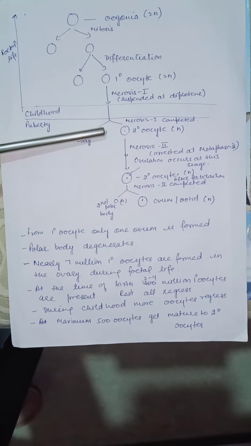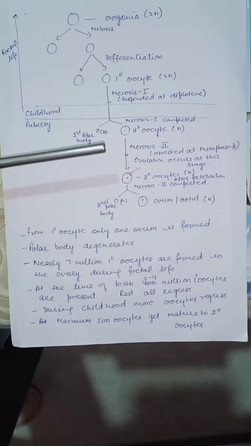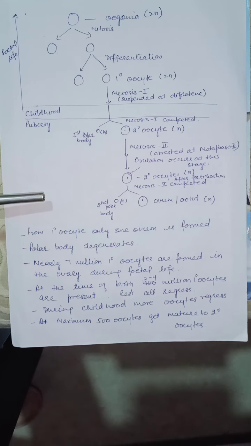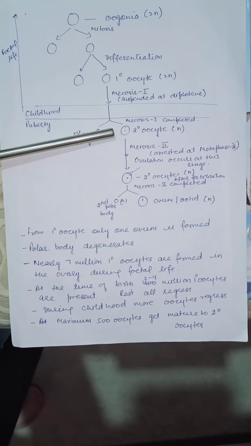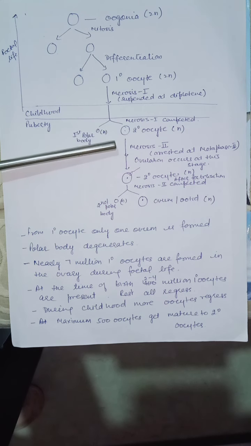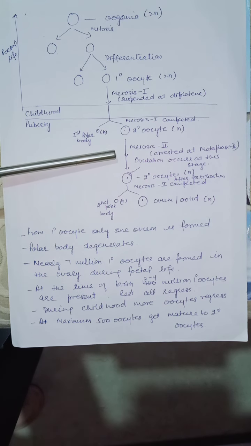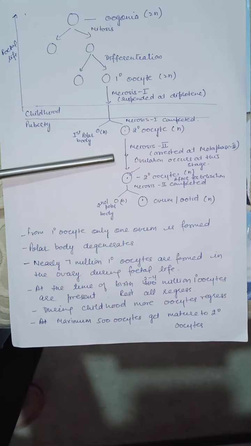Now, this secondary oocyte again enters into meiosis 2, but this meiosis 2 is arrested at metaphase 2. Egg is released from the ovary in secondary oocyte stage and it remains arrested at metaphase 2. This meiosis 2 is completed after fertilization. When sperm enters the egg, then the second meiotic division will be completed. So meiosis 2 is arrested and secondary oocyte is released from the ovary.